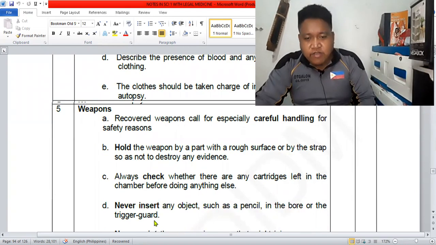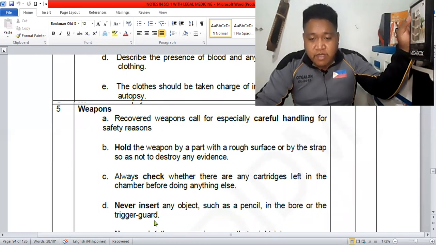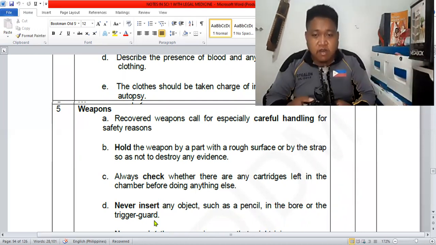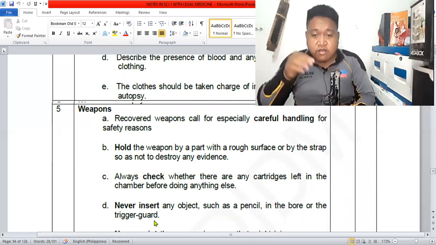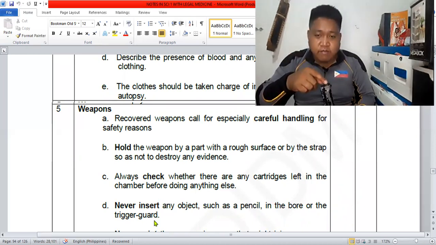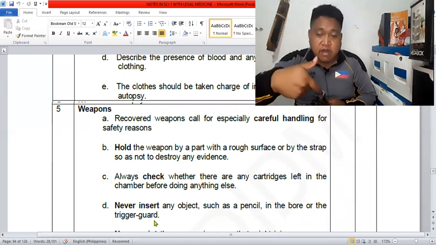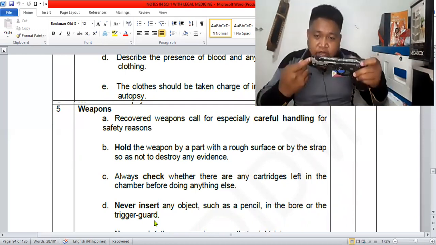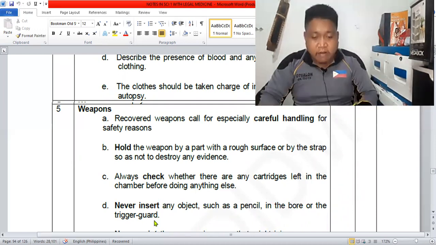Then never insert any object such as pencil in the bore or the trigger guard. Okay? So as a trigger guard, it is advisable that you will use a string, no? Maliit to lift it, especially on the bore of the firearm. Huwag mo basta insert dito yung bore inside the barrel. Huwag kang mag-insert dyan then lift it. No, that is wrong because you might destroy, no, the evidence inside. Okay.